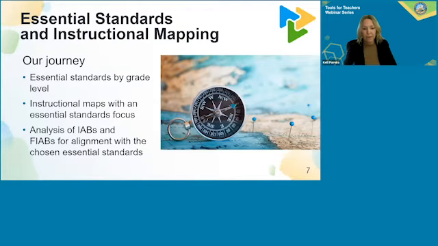This process included printing literal hard copies of each of the available IAB and FIAB options in both math and ELA for review, and then directly correlating the number of items that specifically address the targeted essential standard. Chosen IABs and FIABs were embedded into the instructional maps for each grade level.